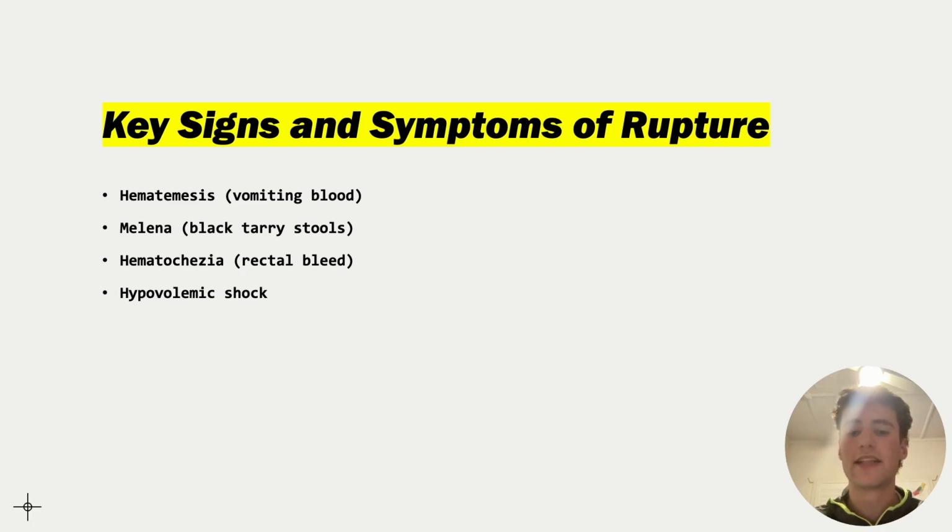Hematochezia, which is the fresh red blood per the rectum. When a massive upper GI bleed occurs, the blood passes rapidly through the intestines, resulting in fresh red blood per the rectum. And finally, hypovolemic shock. So rapid blood loss reduces circulating blood volume, causing hypotension, tachycardia, cold and clammy skin, and decreased perfusion to organs, which can lower the GCS.